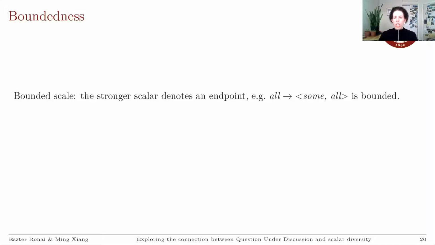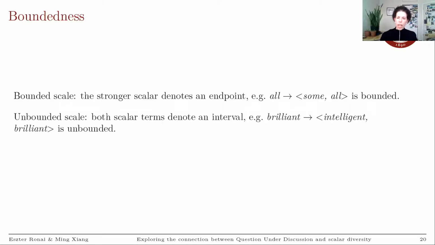As I already mentioned, bounded scales can be defined as the ones where the stronger scalar term denotes an endpoint. For instance, because all denotes an endpoint or a fixed point, we can say that the some-all scale is bounded. And this contrasts with unbounded scales, where both the weaker and the stronger scalar term denote an interval. For instance, because brilliant does not denote an endpoint, it denotes an interval, we say that the intelligent-brilliant scale is unbounded.